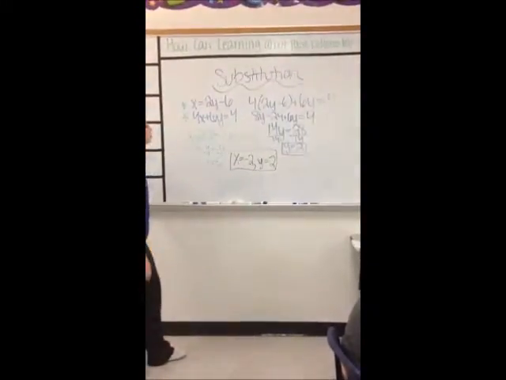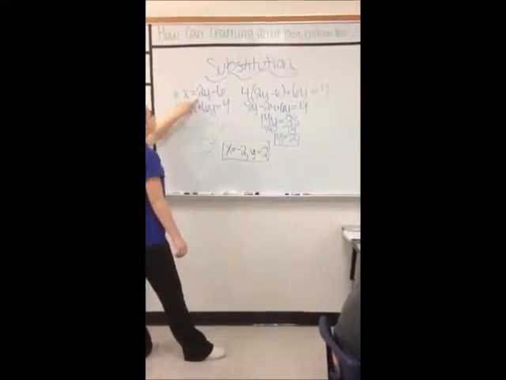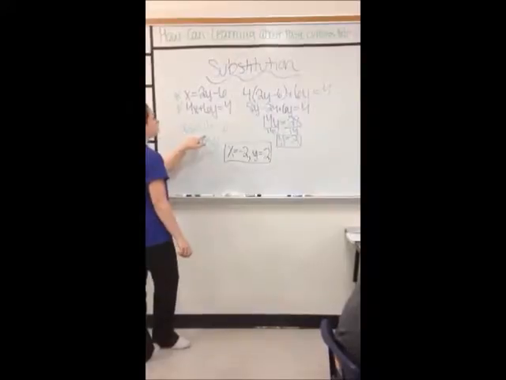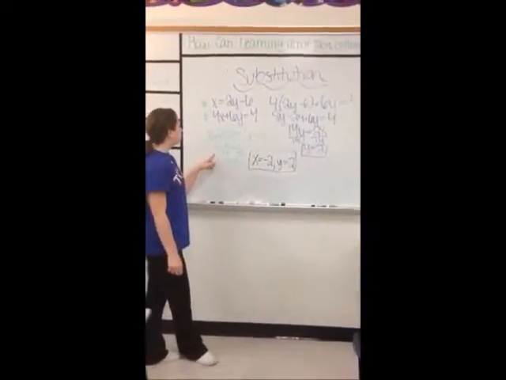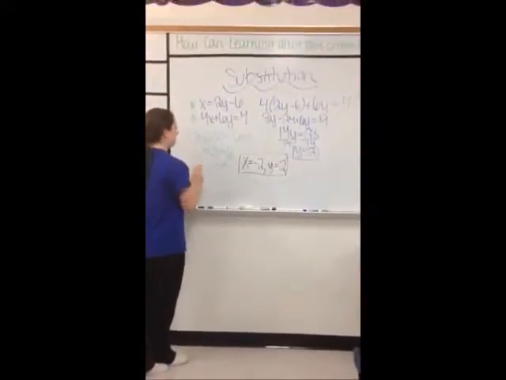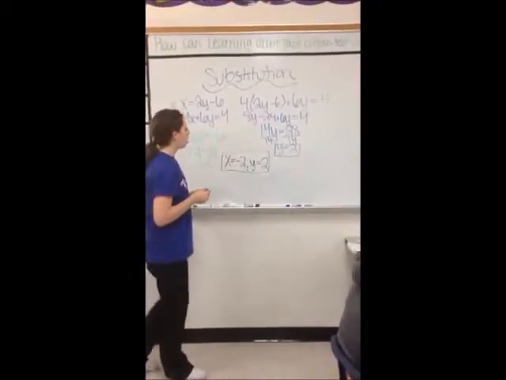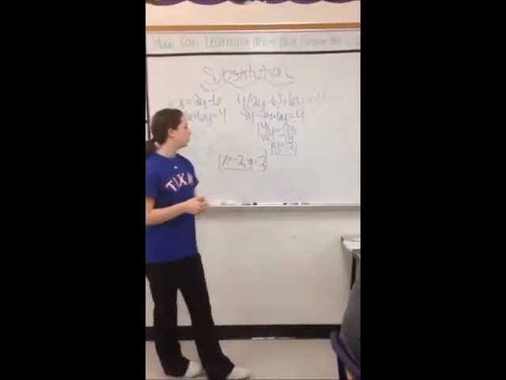And then y equals 2, so you're going to plug that into the other equation, and it's going to be x minus 2 times 2 equals negative 6. So that ends up being x minus 4 equals negative 6. Going to add 4 on each side, and you're going to get negative 2. So the answer is x equals negative 2 and y equals 2.